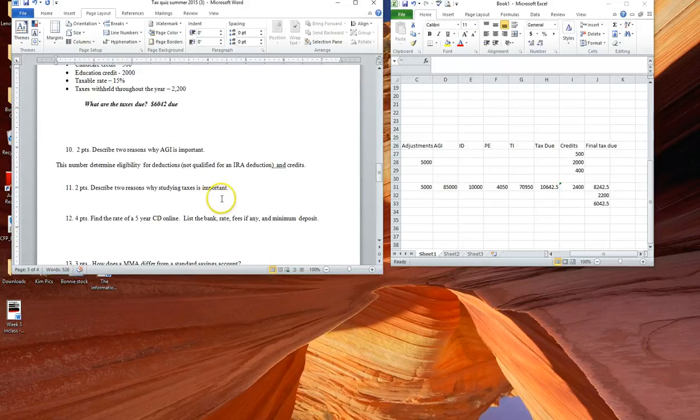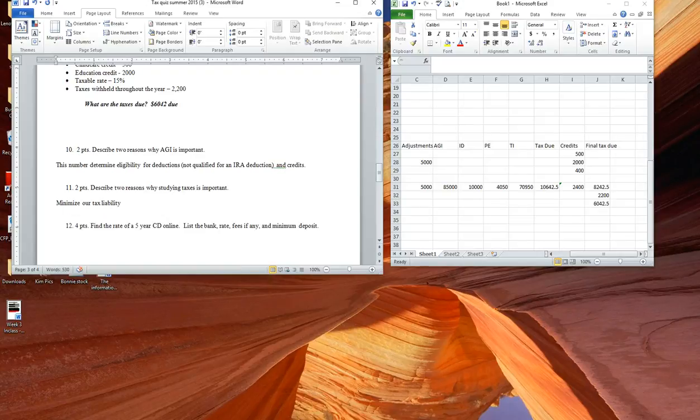Okay, two reasons why studying taxes is important. First reason, we want to minimize our tax liability. Of course. Second reason is we want to plan our tax strategy. So in my life, I'm always thinking about what can I do next year to reduce my taxable income? Should I put solar on my house for a credit, for example? Should I buy a rental property and use the additional mortgage write-off? All kinds of things that I think about for planning for taxes for not only myself, but also for my clients.